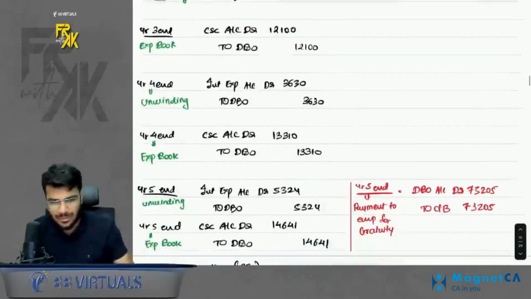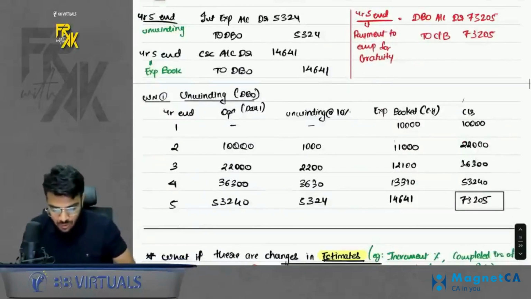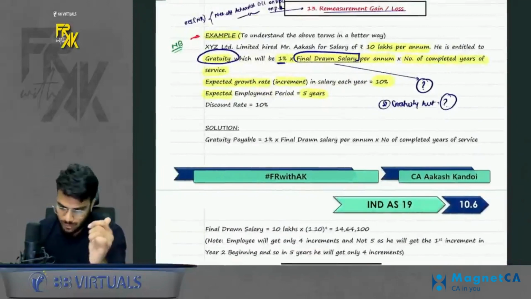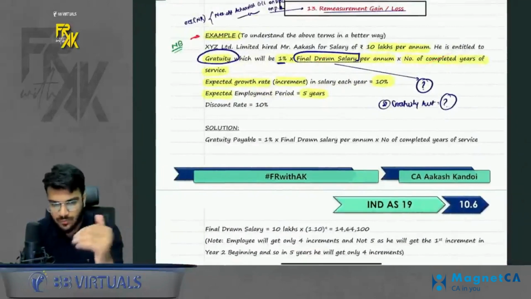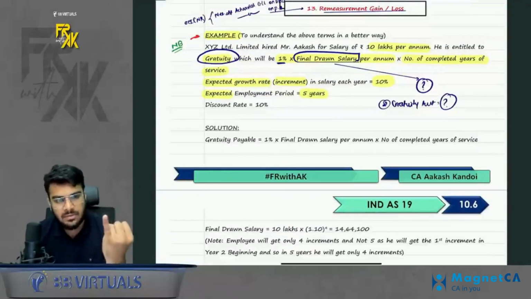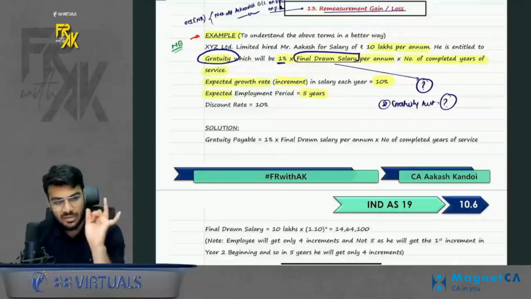Okay, so I had solved this full example. You can just refer to it. Of course, I have solved these examples assuming that the estimates hold true. Whatever estimates are given, the 10% increment and the number of years of service, hold true. So we have solved the expense. In this example, we learned 3 terms: one is current service cost, second is defined benefit obligation, third is interest cost.